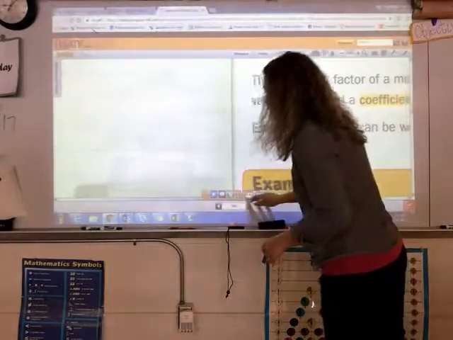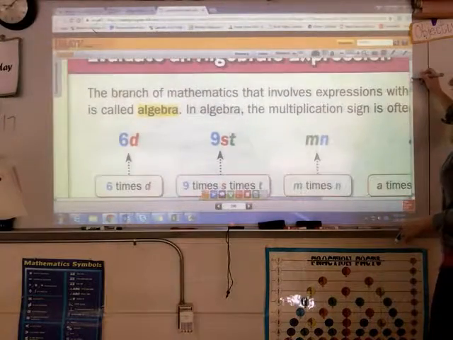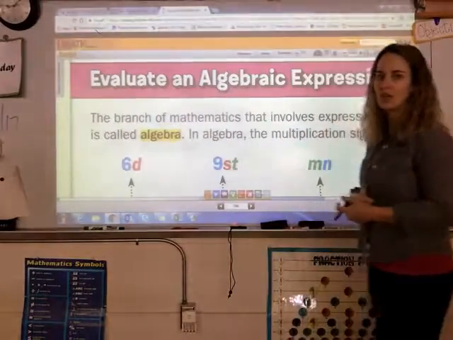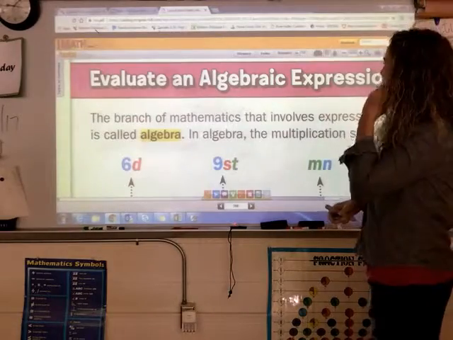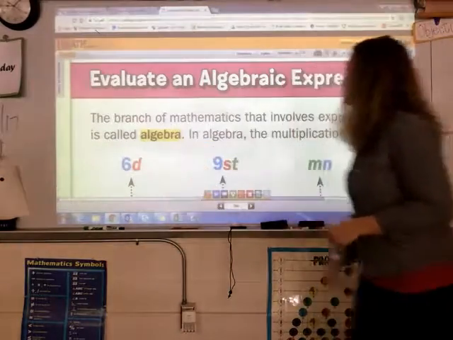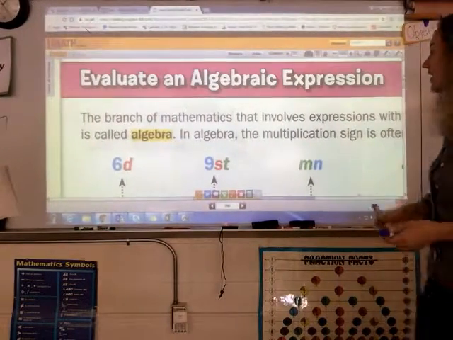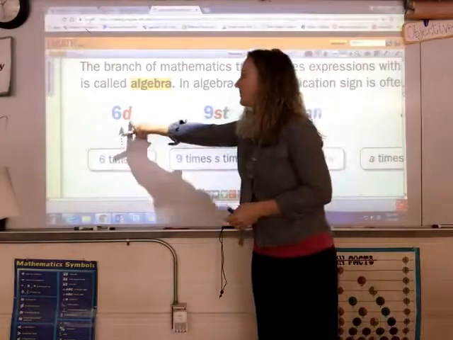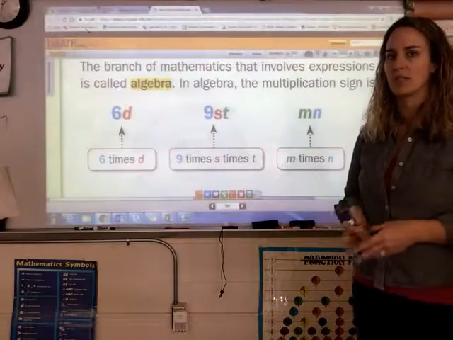We're going to go ahead and move to page 350. A couple things we need to talk about here. One of the expectations that you are going to have is to evaluate. Evaluate, remember, means to solve for. So if I'm evaluating an algebraic expression, remember that algebra is the branch of mathematics involving expressions. A couple examples that you're going to see here: you have 6d. If I have 6d, that's an algebraic expression. It means the same as 6 times d.